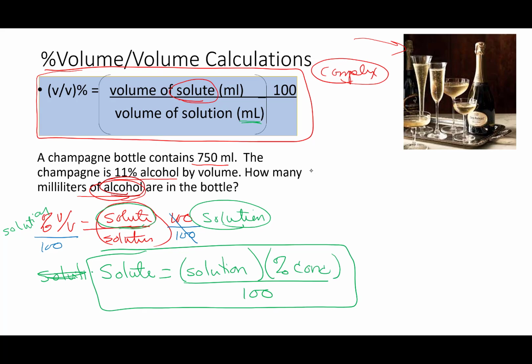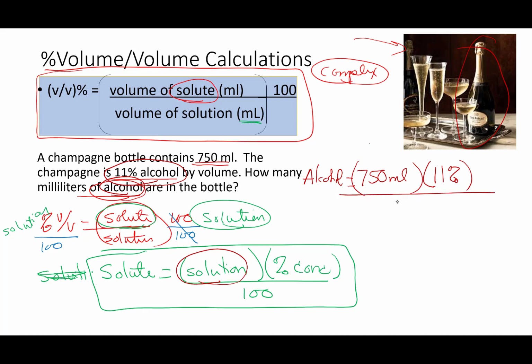So to find out how much alcohol I have, I'm going to take the quantity of solution I have. How much solution do I have? I have 750 milliliters of champagne in a typical wine or champagne bottle. By concentration, a lot of wines are about 11-12%. So 11% is this particular kind of champagne. And the 100 is what changes it from a decimal to a percentage.